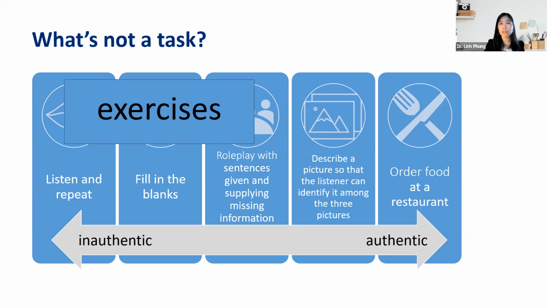And if you use the 4 criteria that I just presented to you, you can see that describing a picture so that the other person can identify it is a task. And the last one is truly a real life task. So I hope that it is clear, but we're gonna try a few more examples in the next slide.